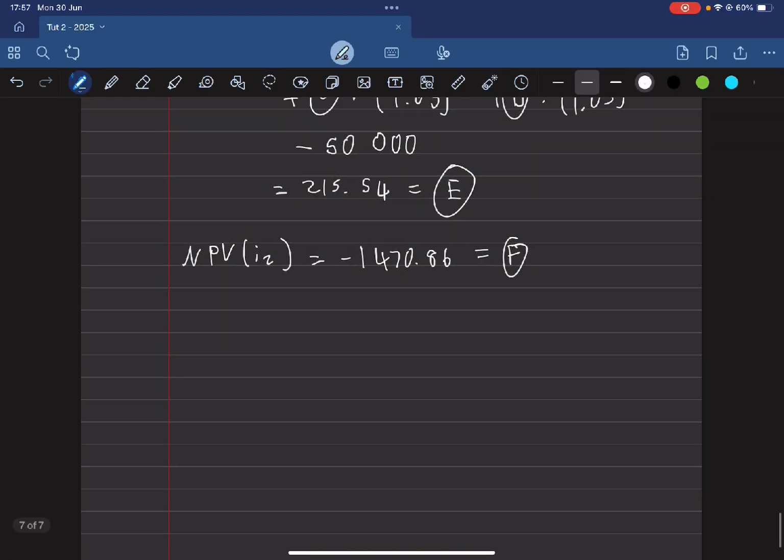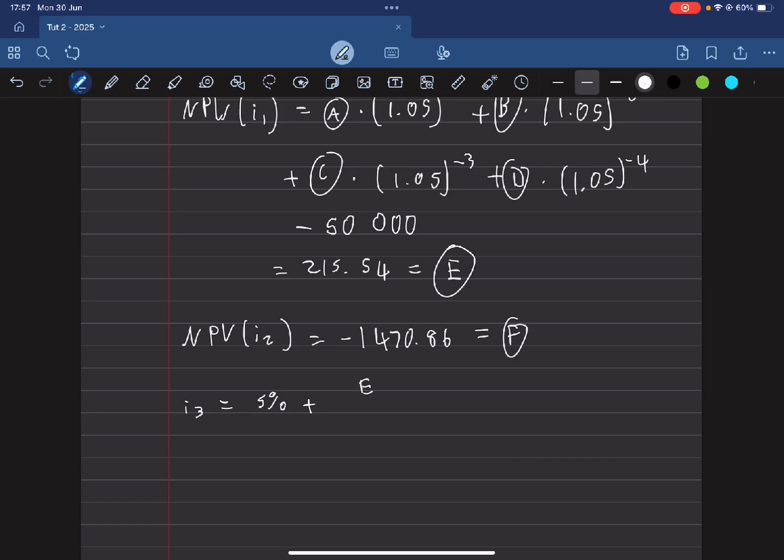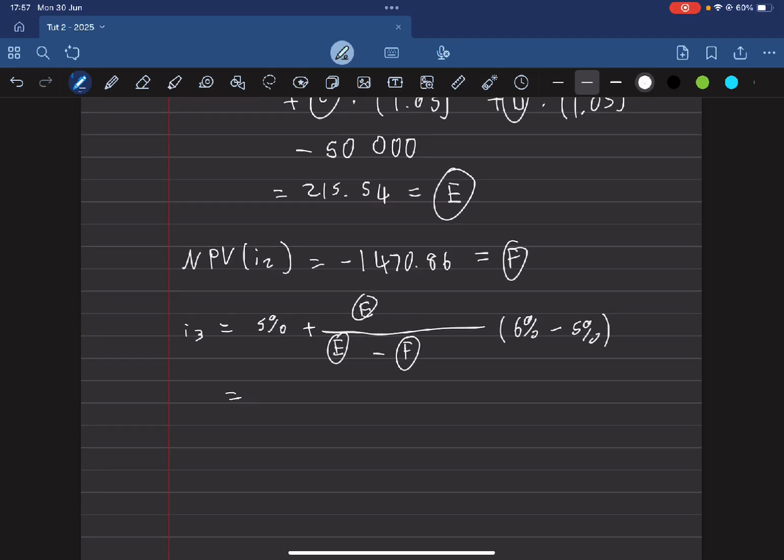So now to work out our improved guess, we take I1, which is 5%, and add the net present value at R1, which was E, over E minus the net present value at R2, which is F, multiplied by 6% minus 5%, that is R2 minus R1. When you sub that into your calculator, you should get a slightly better guess of around 5.13%, and we're going to save that as M.